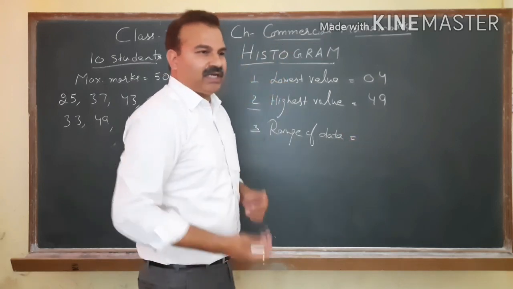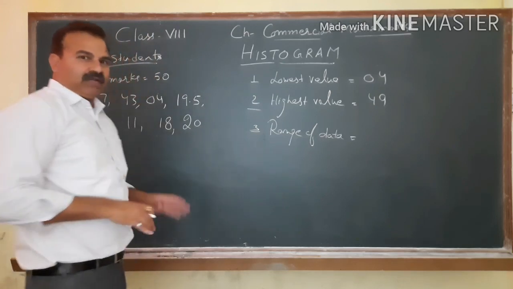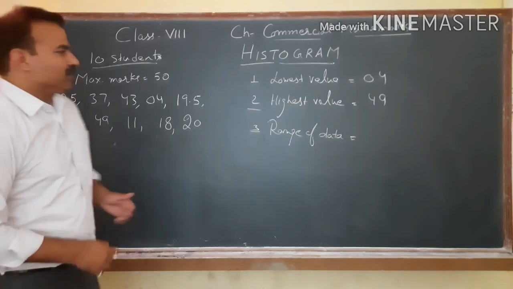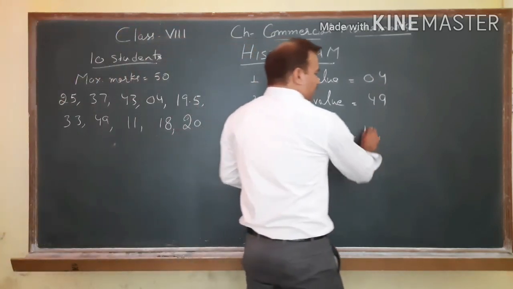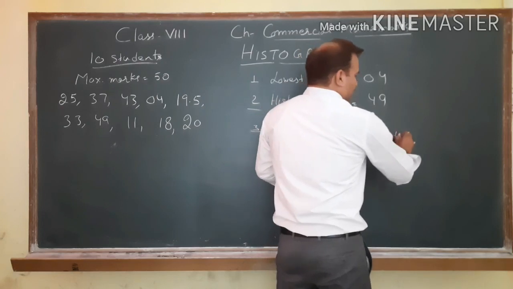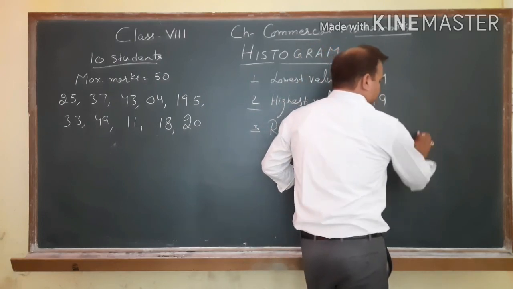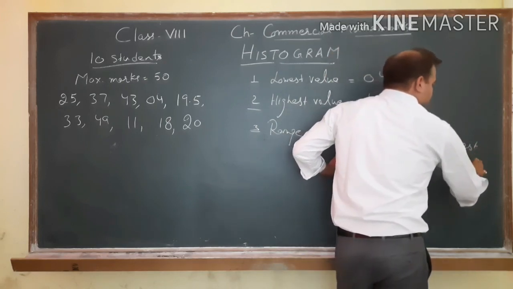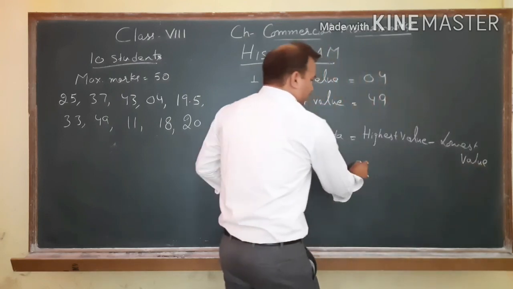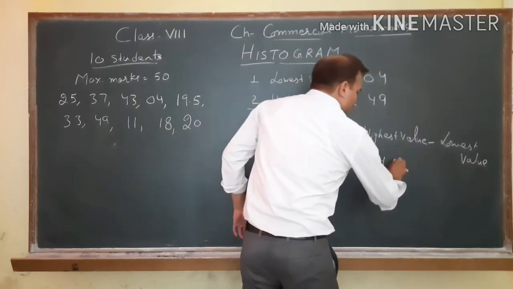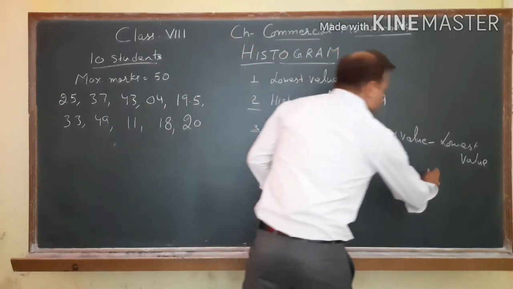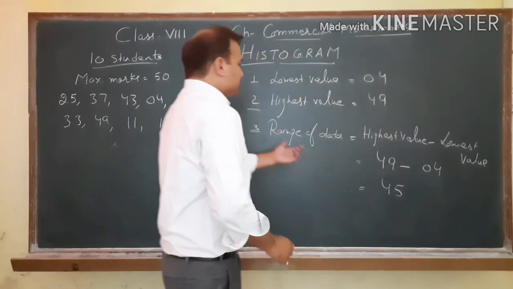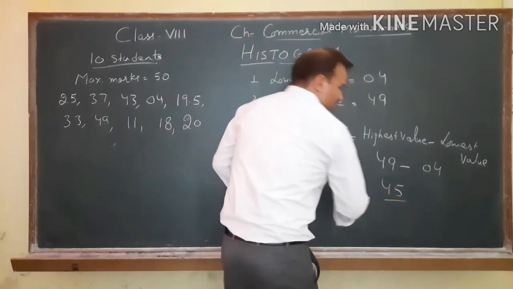The information which we have collected, what I came to, the data which I collected, is the marks. These are the 10 marks which I asked from the students. So what is the range of the data? Range of the data is the highest value minus the lowest value. So what is the highest value from here? That is 49, and what is the lowest? That is 0.4. So when you subtract, what comes? That is 45. So the range of the data is 45.